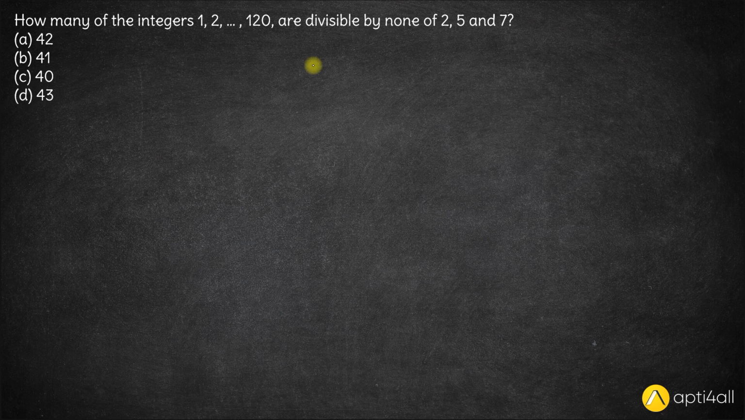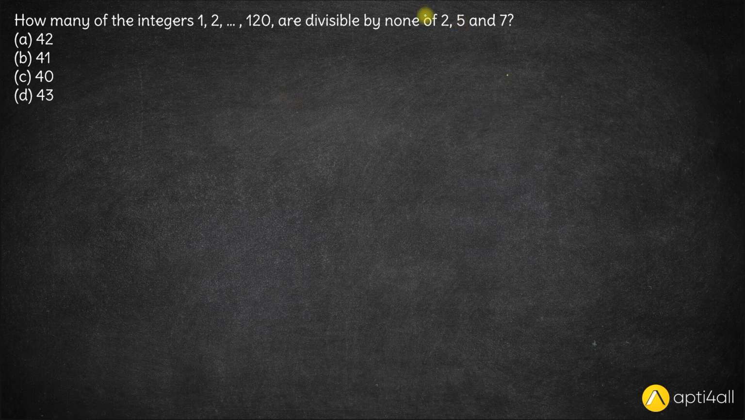Hi. Now this is a slightly lengthy question. Out of all these integers, we have to figure out how many are divisible by none of 2, 5 or 7. So if we have to figure out the number of numbers which are not divisible by any of these, let's first figure out how many of them are divisible by 2, 5 or 7.